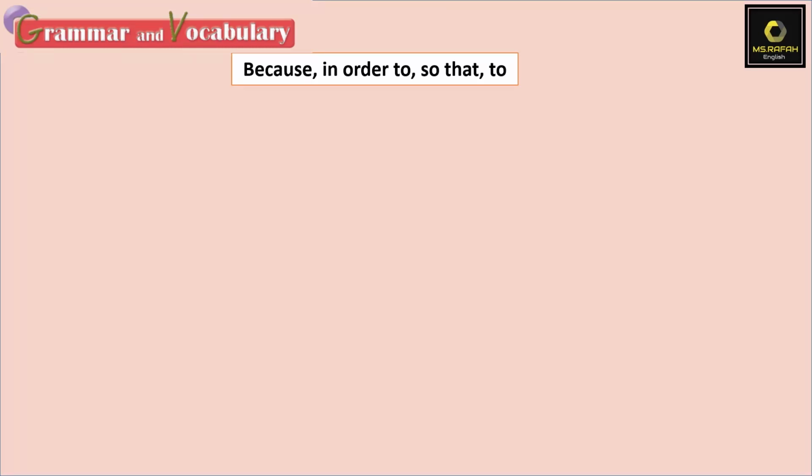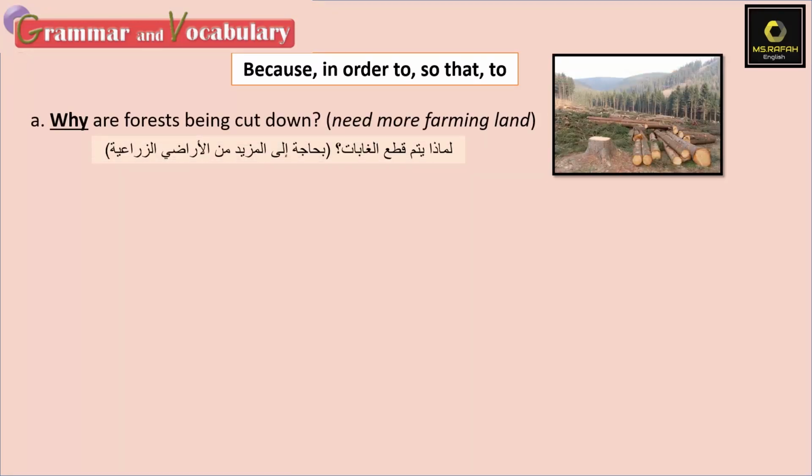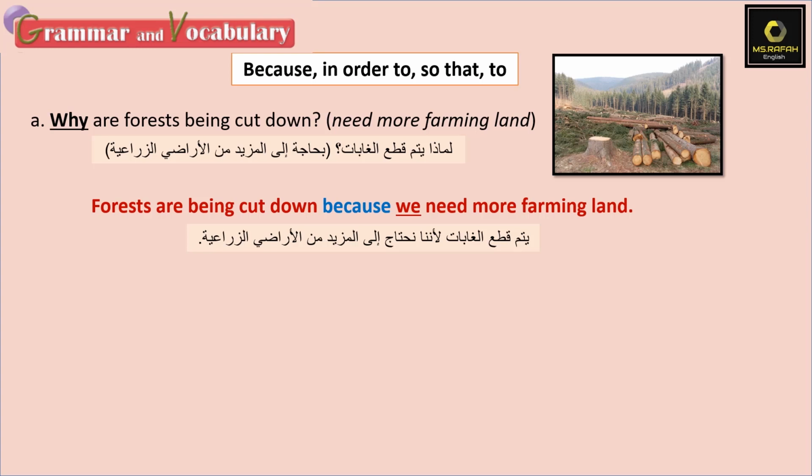Let's see A. Why are forests being cut down? الجواب need more farming land. هلأ رح نجاوب عن هذا السؤال باستخدام هي الإجابة، ولكن لازم نستخدم إحدى الكلمات الموجودة فوق. نقدر نقول forests are being cut down because we need more farming land. ربطت بين السبب والنتيجة بكلمة because.